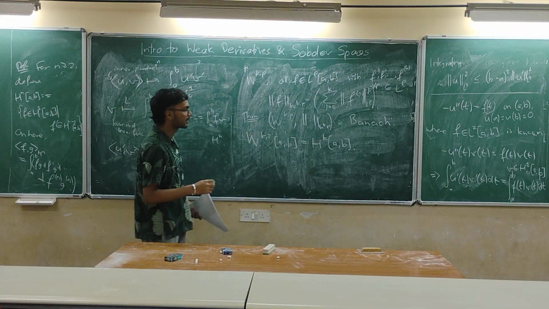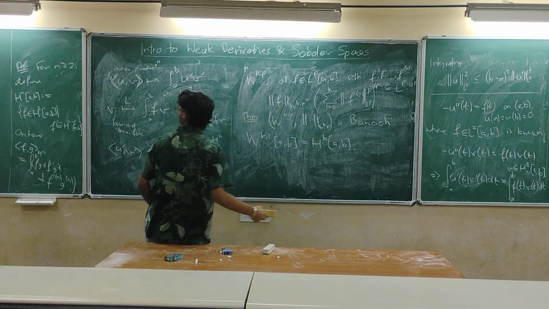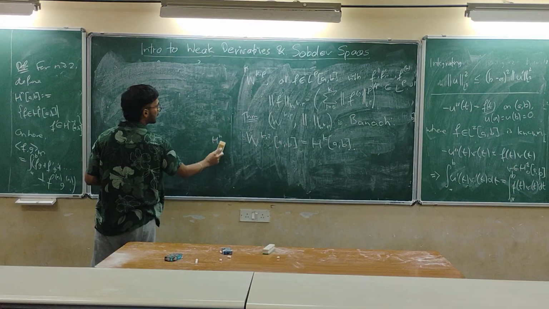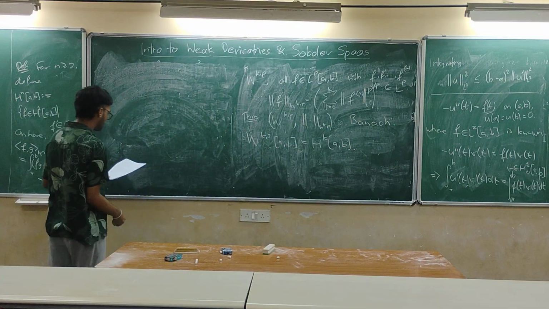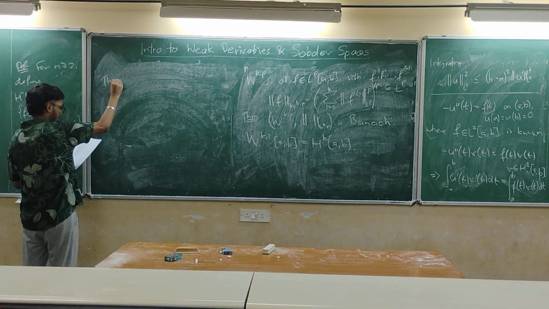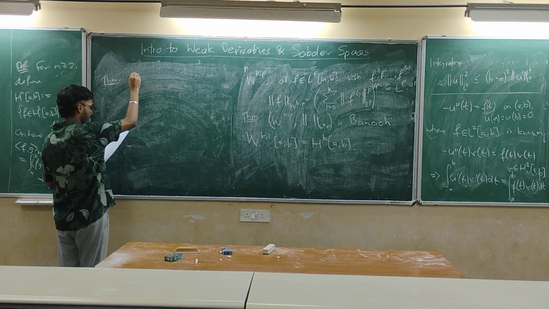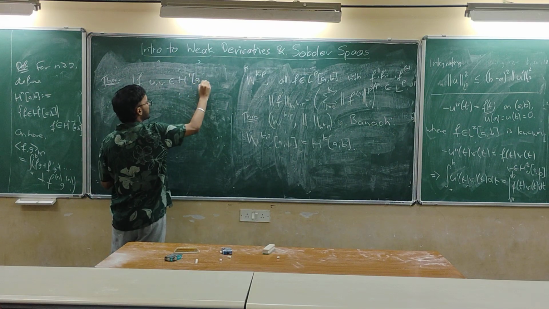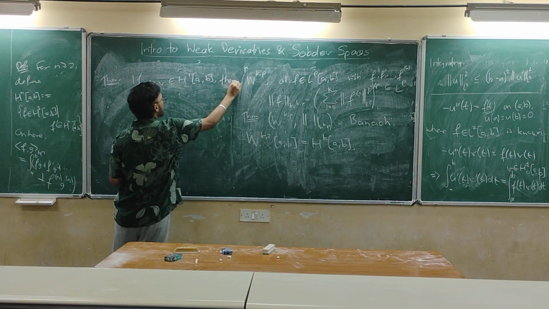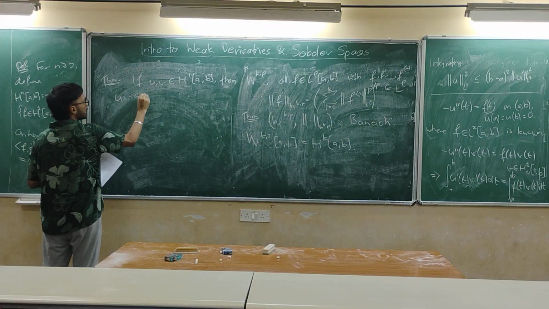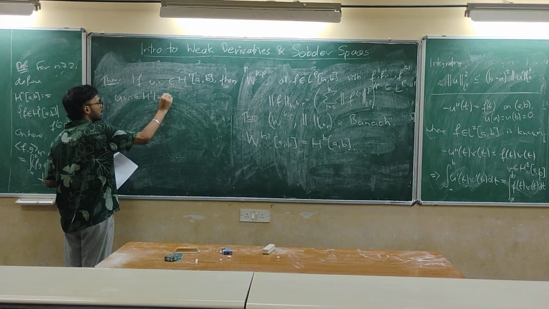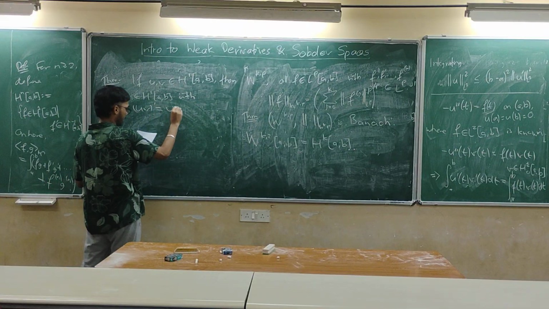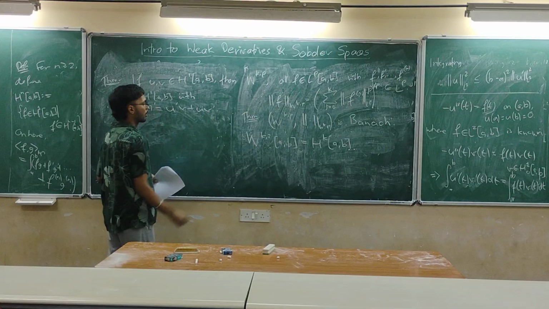And for some final closing theorems, we have this. If u and v are weakly differentiable, then their product is also weakly differentiable, with (uv) prime equal to u prime v plus u v prime. This is the product theorem.